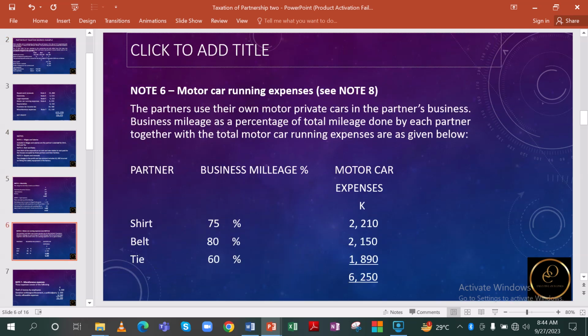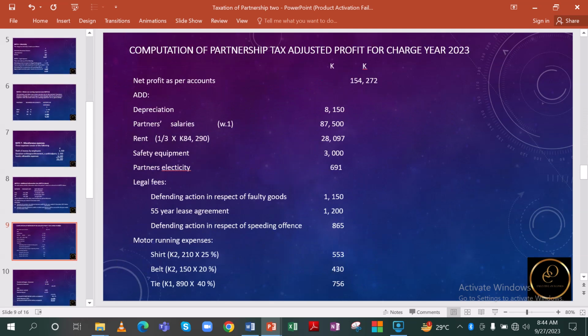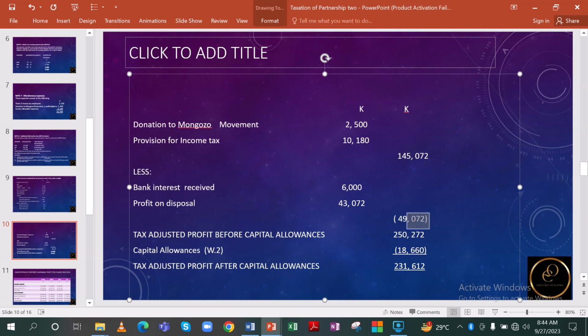So you see that in this particular case, we are going to have bank interest received 6,000 and also profit on disposal 43,072. These two added, 49,072, being a subtraction. So you subtract this. This is subtracted. This is subtracted. Okay. When you subtract that one, remain with it.